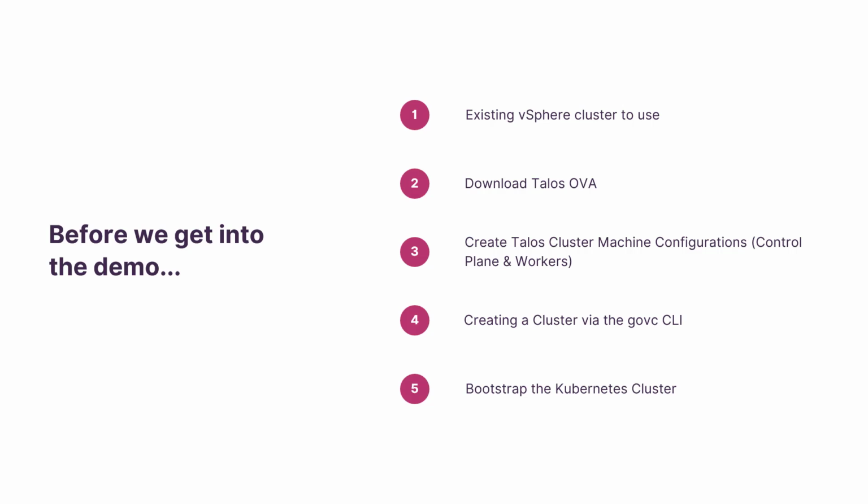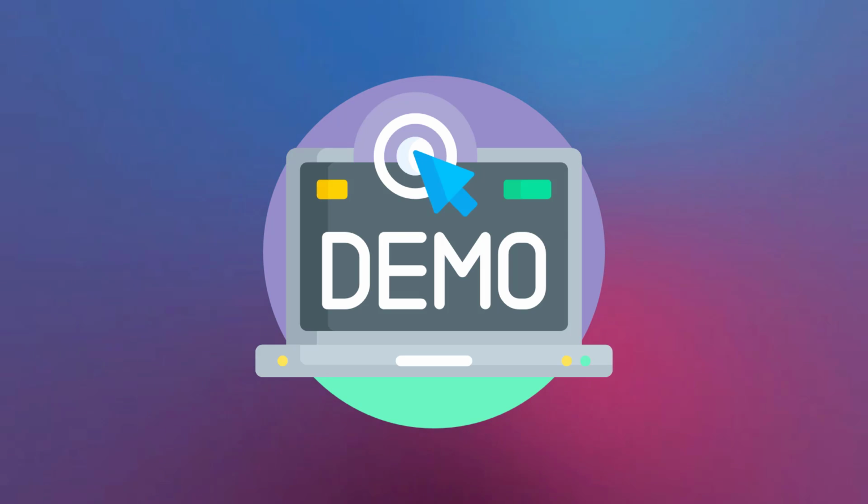I then used the demo. I will show you how to download the Talos OVA, and we'll leverage that. We'll then create that Talos cluster machine configuration, both for the control plane and the worker nodes, and then we'll create the cluster using govc, that Golang tool that I just mentioned, and then we'll bootstrap the Kubernetes cluster. We'll then run through a few other areas around making sure that we can leverage the underpinning vSphere environment, the CPI and the CSI for storage, and with that we can probably jump into that demo.